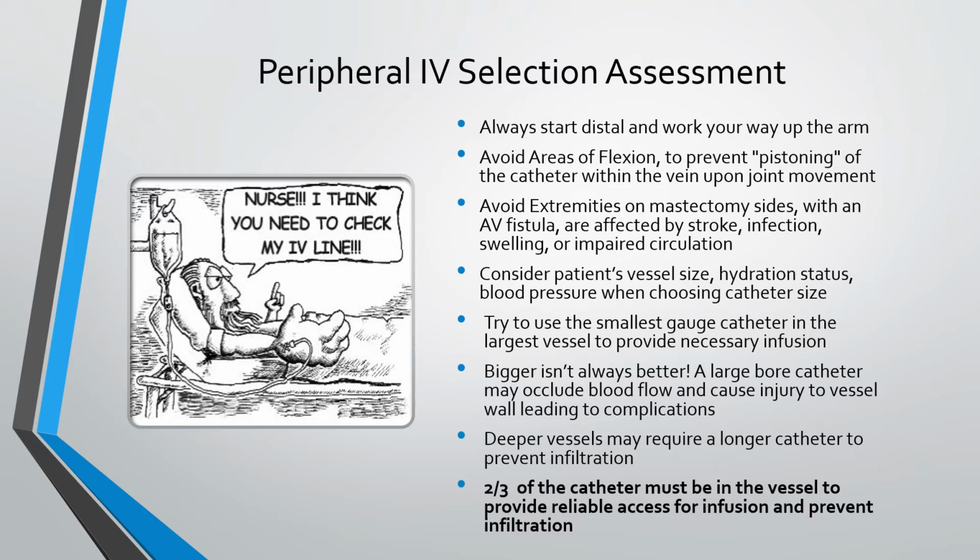Try using the smallest gauge catheter in the largest vessel to provide necessary infusion. Bigger is not always better. A large bore catheter may occlude blood flow and cause injury to the vessel, leading to complications, such as phlebitis. Deeper vessels may require a longer catheter to prevent infiltration. And remember, 2/3 of the catheter must be in the vessel to provide reliable access for infusion and prevent infiltration.